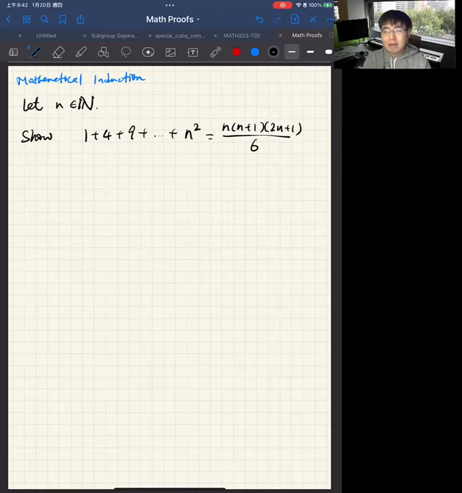There are many proofs of this, but we are going to present the cheapest proof, which is called MI. I'm not saying that any proof by MI is cheap. I'm just saying there are many ways to understand this formula, but the easiest way to show that it's true is by using MI. So what is the structure of MI?